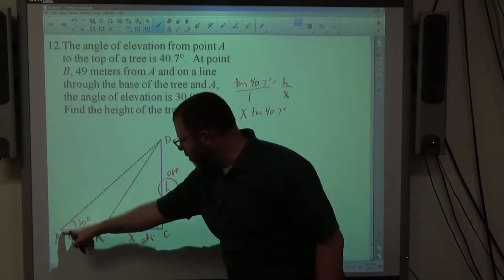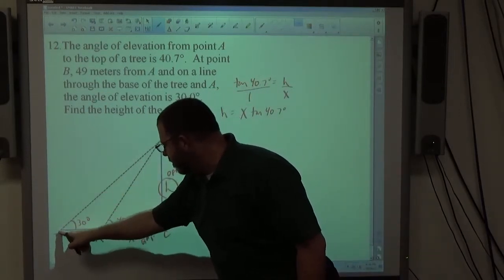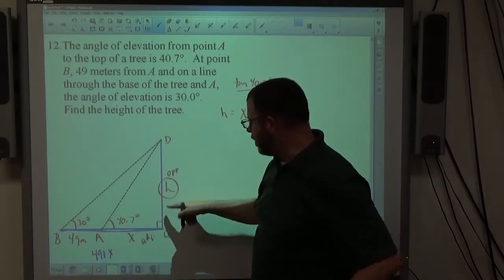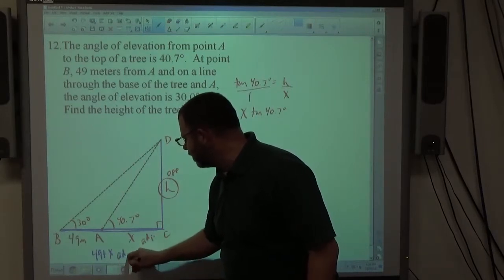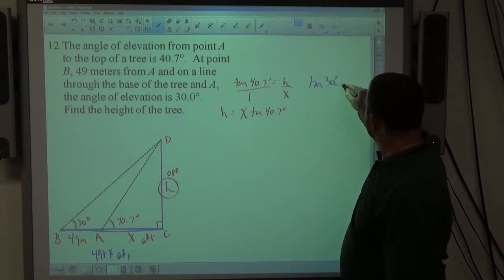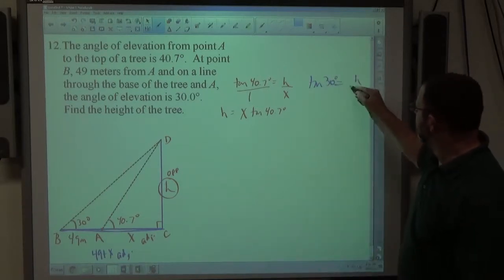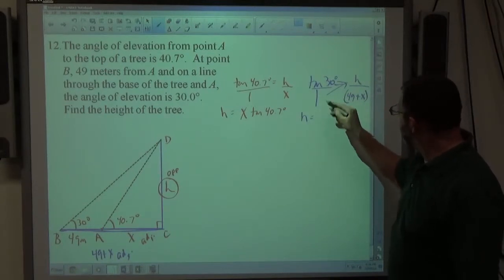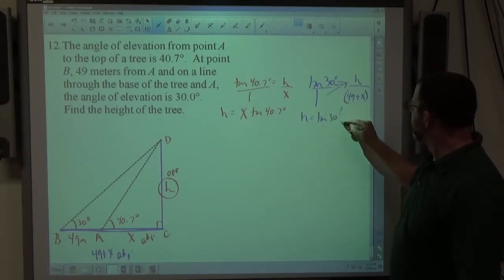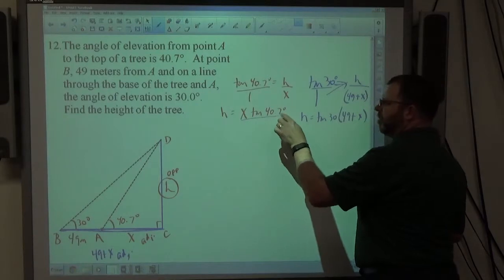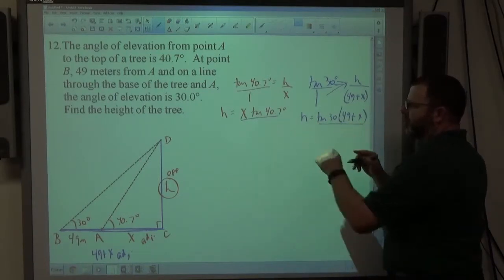Then, if I take a look at the bigger triangle, BCD, BC, this side is 49 plus x. h is still the opposite side, 49 plus x is the adjacent side. So I know that the tangent of 30 degrees is going to equal opposite h over adjacent x plus 49, or 49 plus x, take your pick. Cross multiply: h is equal to tangent of 30 times 49 plus x. Now the trick to the problem is that h equals this expression, h also equals that expression, so these two expressions are equal to each other.